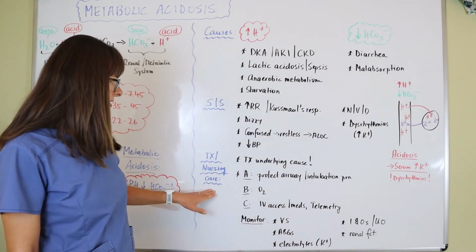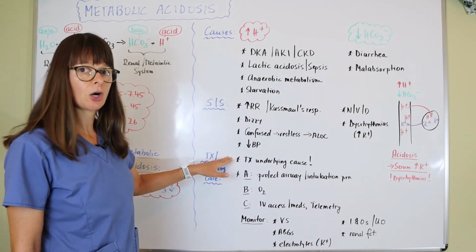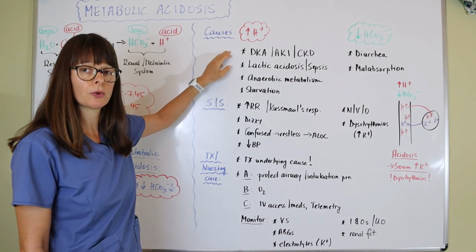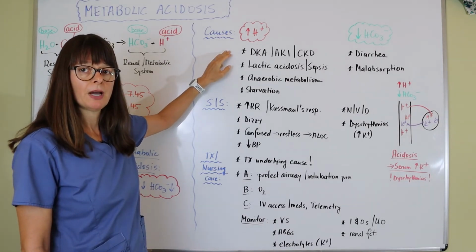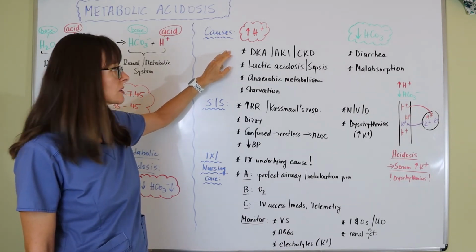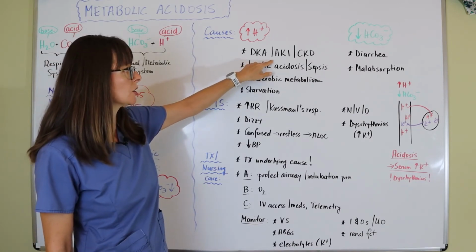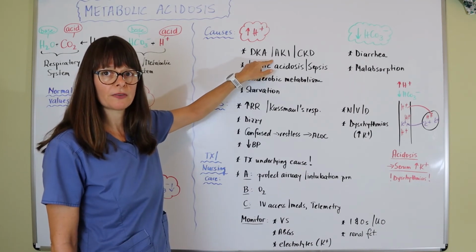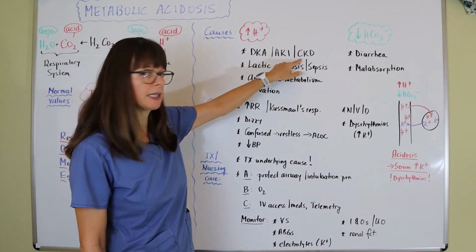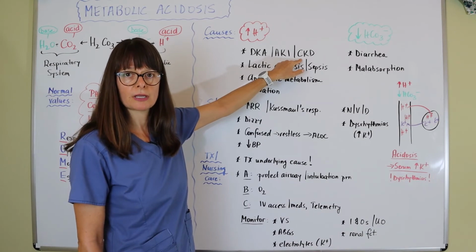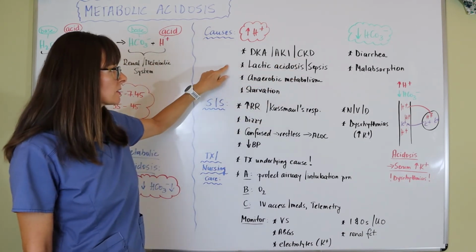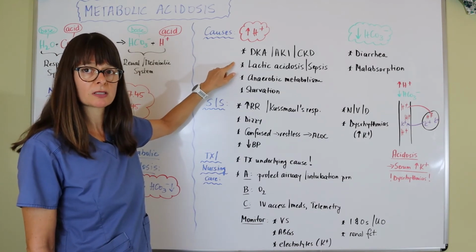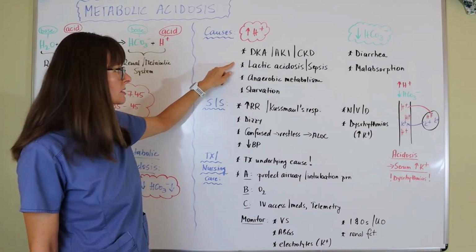For treatment and nursing care, we need to treat the underlying cause. So if this is diabetic ketoacidosis, the patient will need lots of fluids, an insulin drip, maybe some antiemetics, those kind of things. If it's acute kidney injury, depending if it's pre, intra, or post-renal, we need to resolve the problem here. For chronic kidney disease, maybe the patient needs to go on dialysis. Lactic acidosis and sepsis, antibiotics, fluids, treatment with oxygen, any antipyretics, and those kind of things.